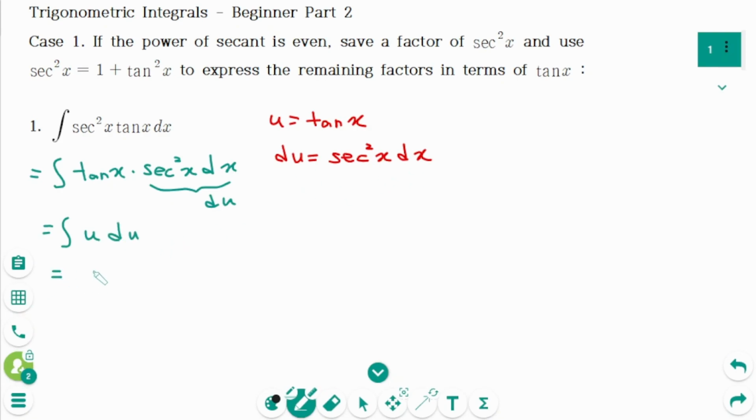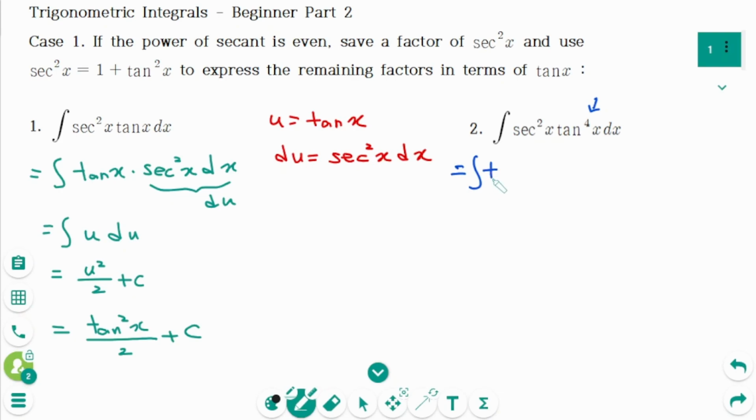Then integrate u squared over 2 plus c. U was tangent x. Then tangent squared x over 2 plus c. The same goes for question 2. We already know that secant squared x dx is du. So the power of tangent doesn't matter. We can just use u and du we already found in question 1.